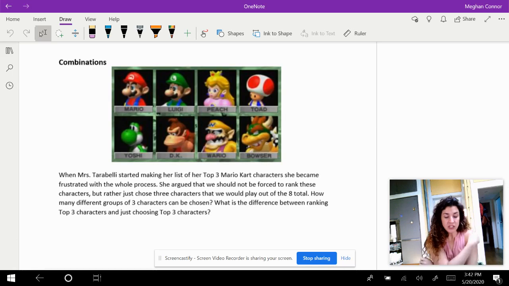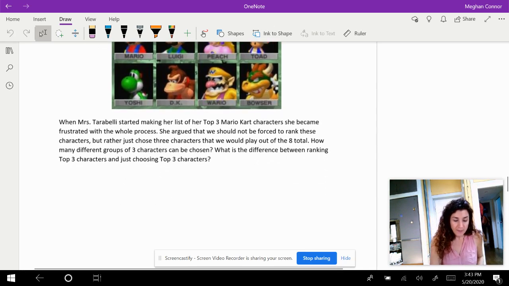So when Mrs. Terabelli started making her list of top 3 Mario Kart characters, like we talked about with Mr. Shantz and Mr. Coelty, she became frustrated with the whole process. She argued that she should not be forced to rank these characters, but rather just choose 3 characters that she would play, or we would play, out of the total 8. How many different groups of 3 characters can be chosen? What's the difference between ranking top 3 characters and just choosing top 3 characters?